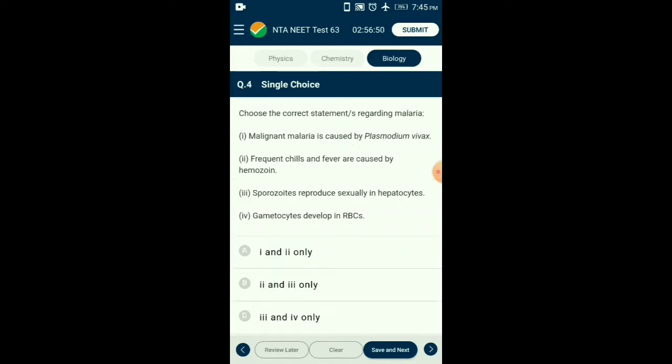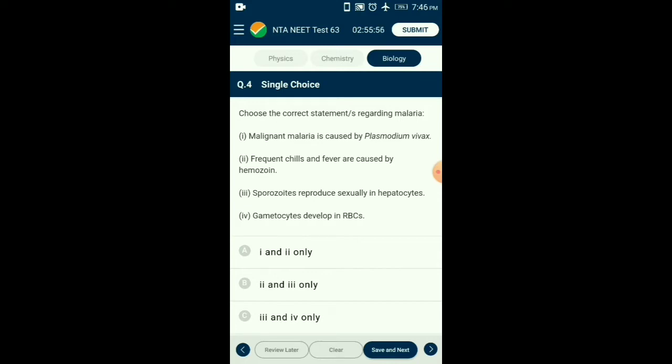Question number 4. Correct statements regarding malaria. Here 4 statements are given. Malaria is caused by the protozoan parasite Plasmodium. Human malaria is caused by 4 different species of Plasmodium: Plasmodium falciparum, Plasmodium malariae, Plasmodium ovale and Plasmodium vivax. Plasmodium falciparum is a unicellular protozoan parasite of humans and the deadliest species of Plasmodium that causes malignant malaria in humans. Hemozoin is a disposal product formed from the digestion of blood by Plasmodium that brings about chills.